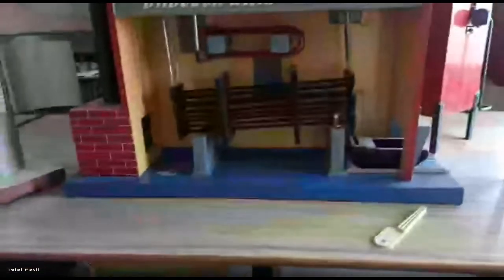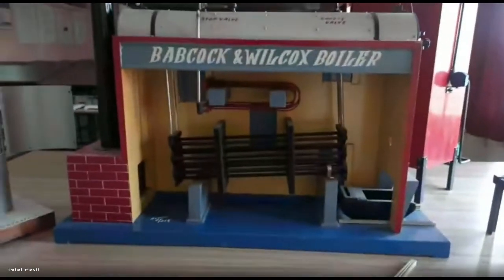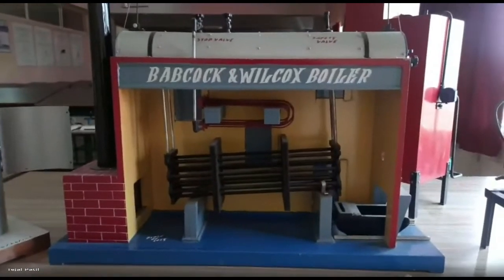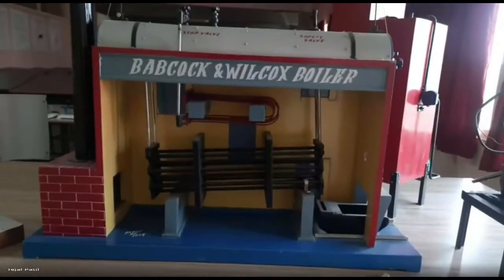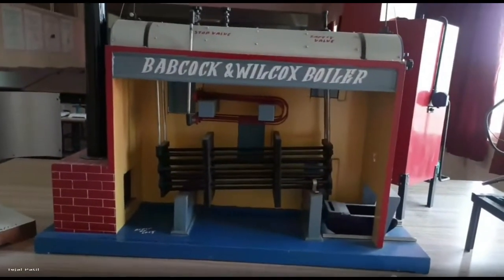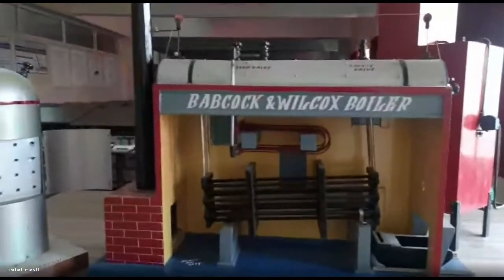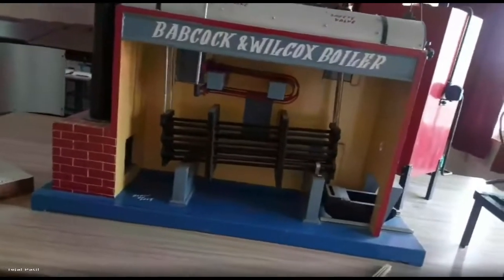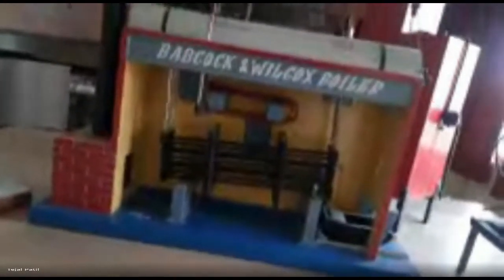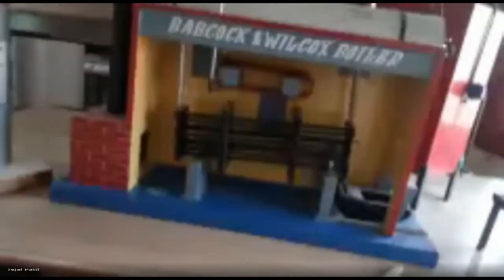Okay, so let's move to the boiler accessories. Now what is meant by boiler accessories? We have seen boiler mountings. What is boiler mounting doing? It helps to operate the boiler with safety, or to satisfy the requirements. In simple language, it helps to operate the boiler properly. That is known as the boiler mounting.